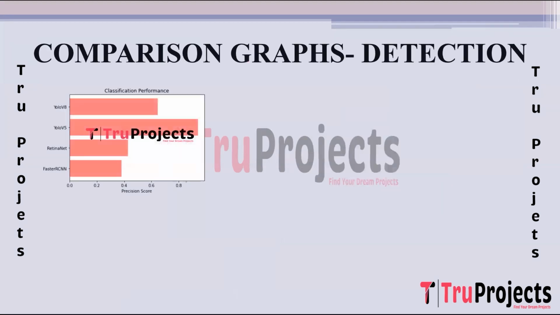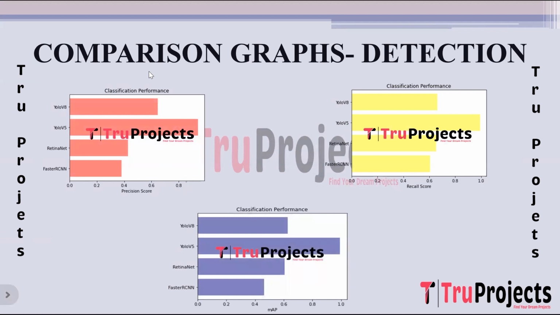These are the detection comparison graph. This is the precision comparison graph. On the x-axis, we have precision score, and on the y-axis, we have algorithm name. Precision is a metric that measures the accuracy of the positive predictions made by the model. Specifically, it calculates the ratio of correctly predicted positive observations to the total predicted positives, irrespective of actual positives in the dataset.